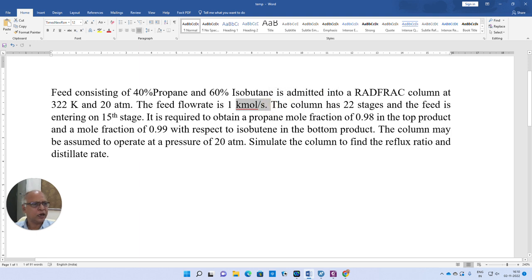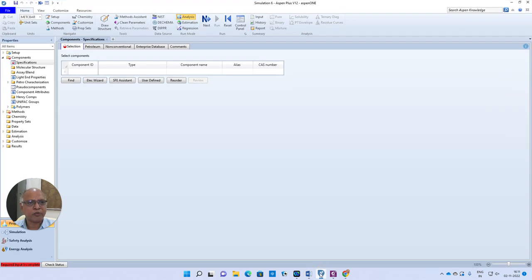And there are other details: the feed stage, the total number of stages in the column, and so on. The issue here is we are required to obtain a purity of 98% with respect to propane in the top product and 99% with respect to isobutane in the bottom product. Remember, especially when you are using a model which can perform rating calculations, we will not be in a position to give this information while defining the problem, because they are with respect to the output streams. So information with respect to the output streams is not accepted in any rating model. So let us see how to handle this problem using the equation-oriented approach in Aspen Plus.